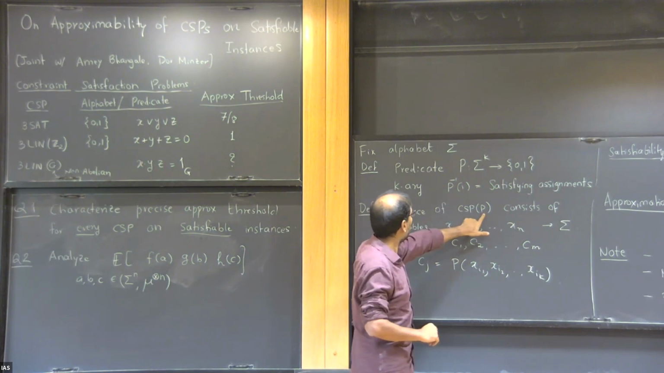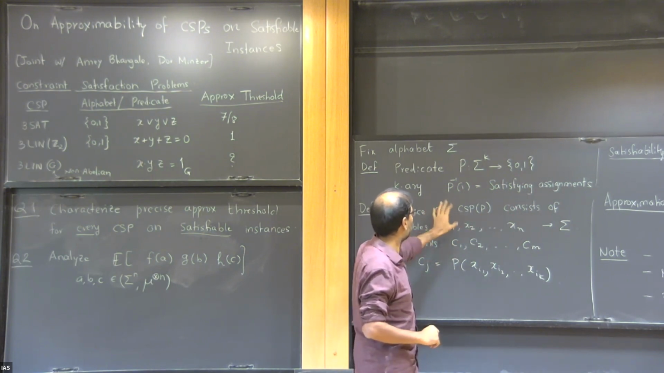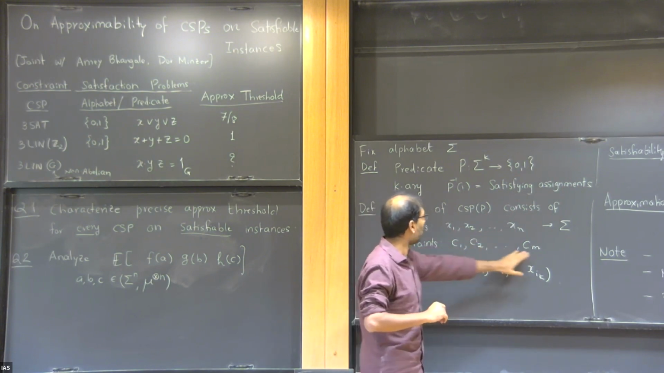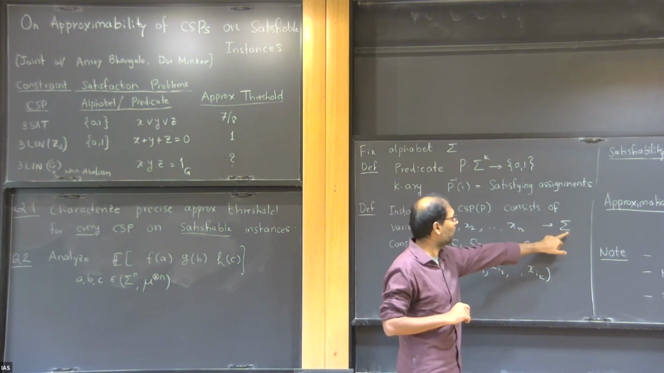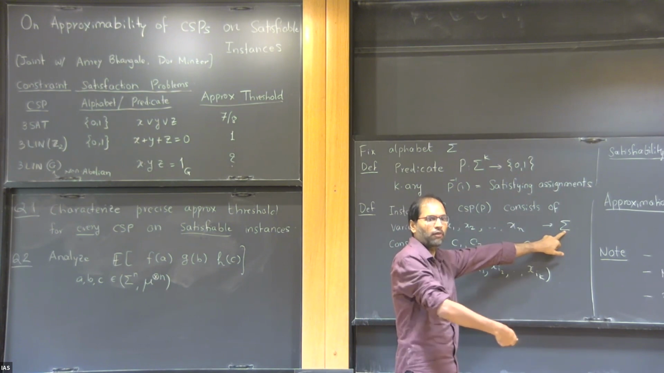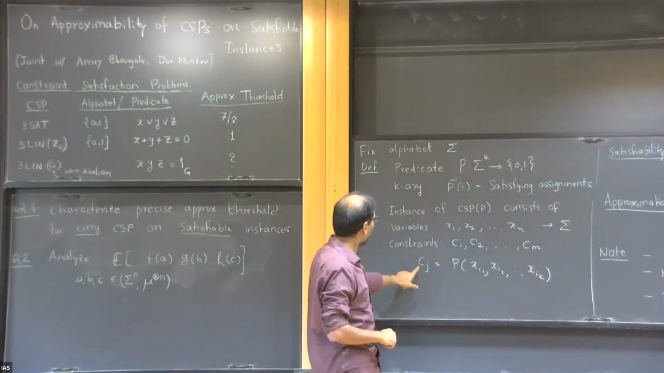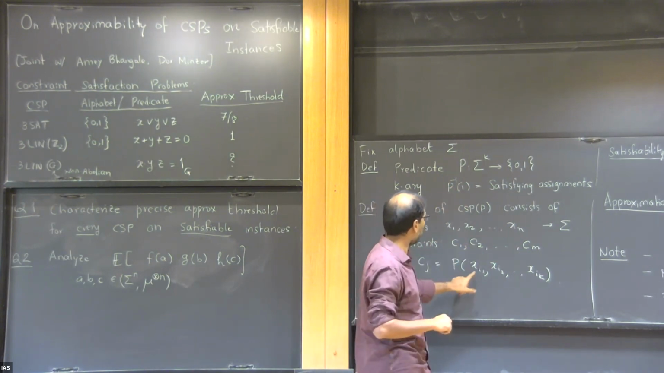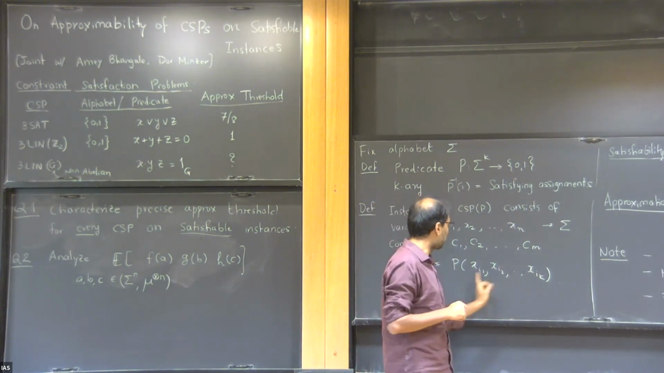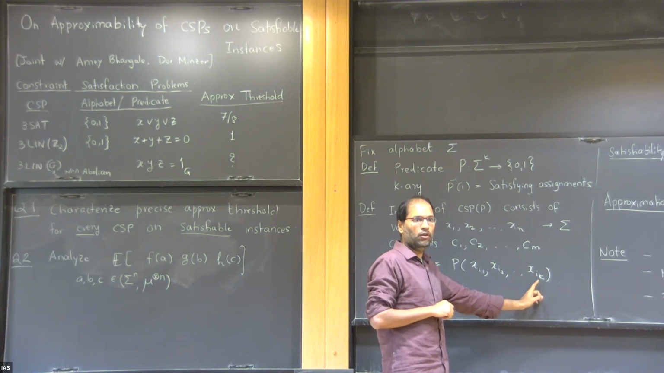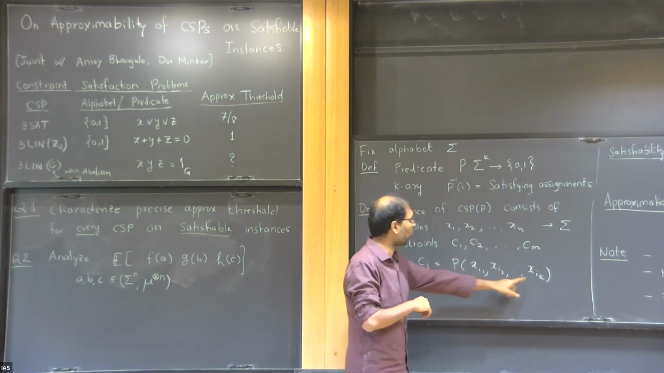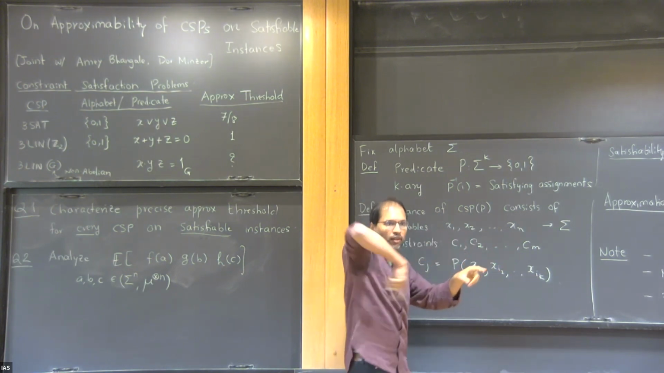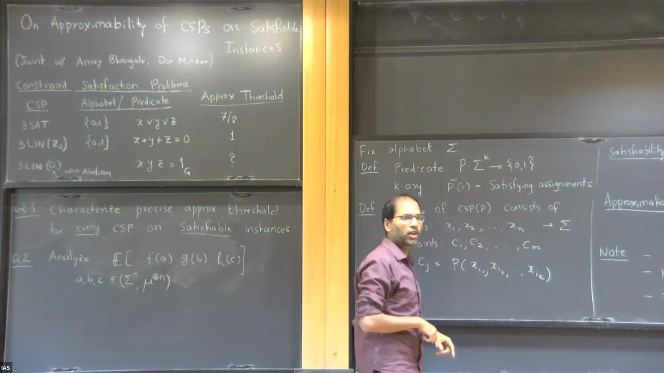And for every predicate P, you can define a CSP, a constraint satisfaction problem. This is a problem where you have n variables and m constraints. The variables are supposed to be assigned values from this alphabet. And each constraint, let's say C sub j, is the predicate P applied to some ordered subset of K variables. Structurally, this is going to look like a K-uniform hypergraph. The variables are vertices, and the constraints are k-ary edges.